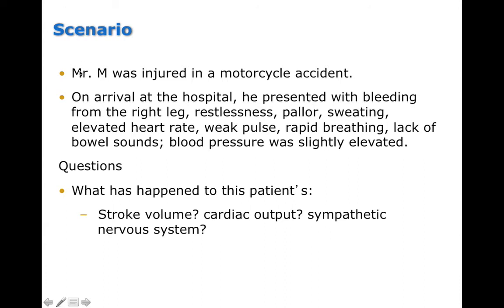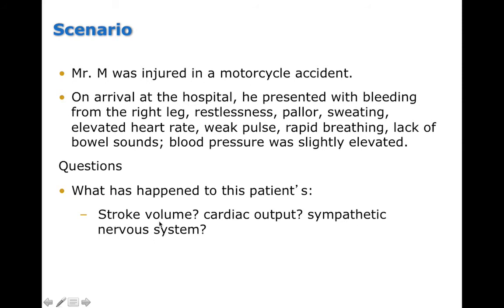So this scenario here says Mr. M was injured in a motorcycle accident. And on arrival at the hospital, he presented with bleeding from his right leg, restlessness, pallor, sweating, elevated heart rate, weak pulse, rapid breathing, lack of bowel sounds. Blood pressure was slightly elevated here. So the question here says, what has happened to this patient's stroke volume, cardiac output, and sympathetic nervous system?